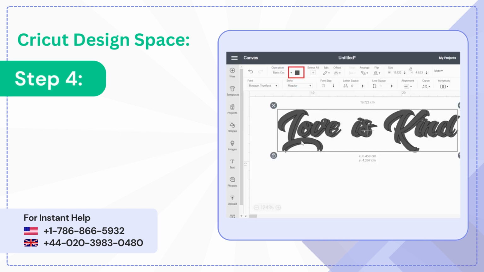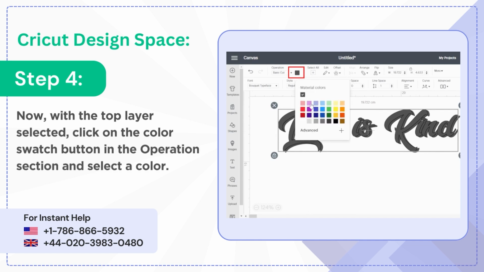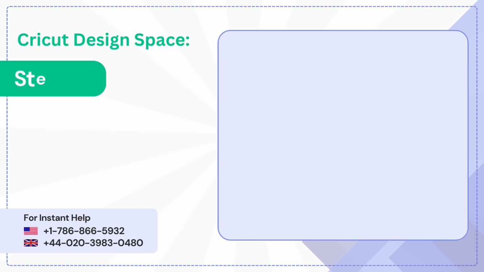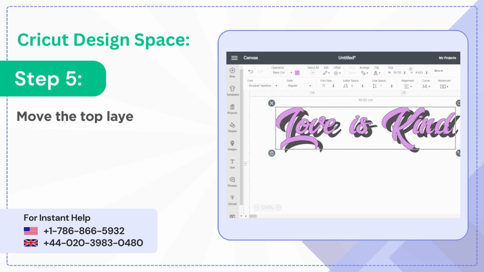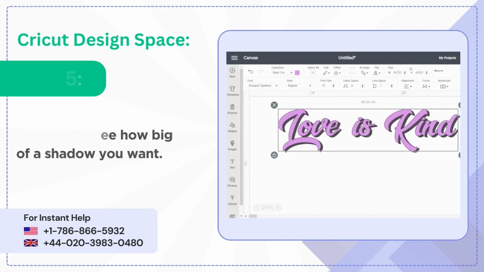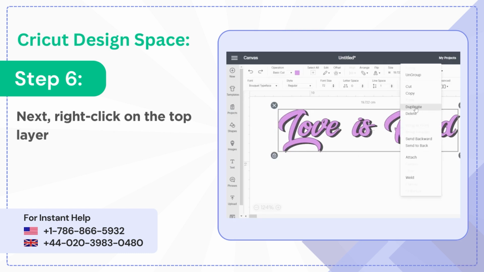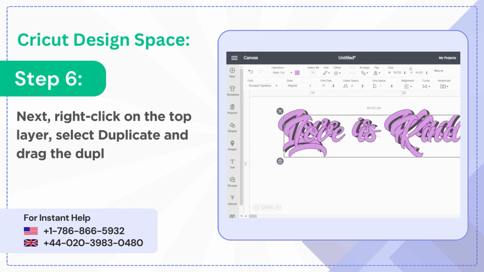Step 4. Now with the top layer selected, click on the color swatch button in the Operations section and select a color. Step 5. Move the top layer around and see how big of a shadow you want. Step 6. Next, right-click on the top layer, select duplicate and drag the duplicated layer away.